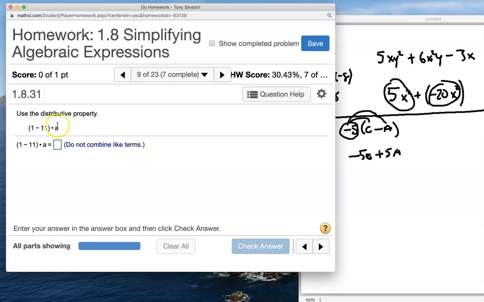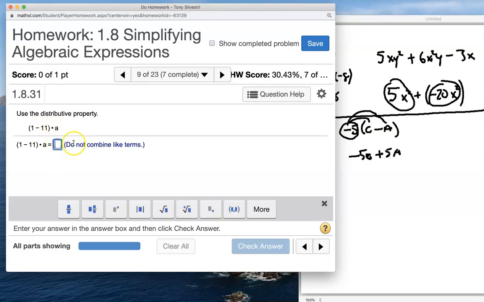I'm not sure why you need a distributive property here. You do what's inside the parentheses first. 1 minus 11 is negative 10. Negative 10a. There's no distributive property you need for this problem. Absolutely not.